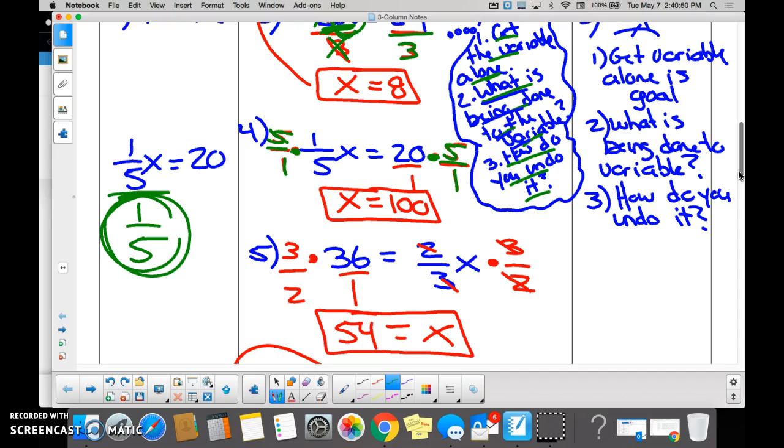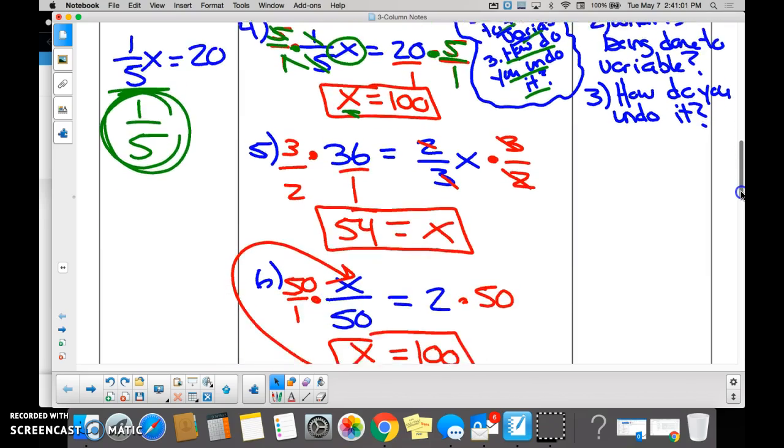Simplify it. We're left with x, right? Yeah. 20/1 times 5/1, or 20 times 5 is 100. Cool beans? Okay, number 5 is very similar to number 4. We just put the variable on the other side.